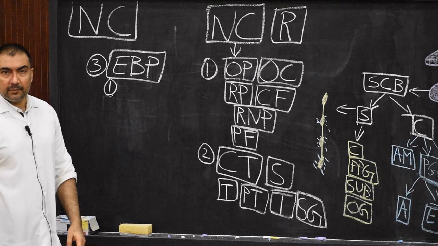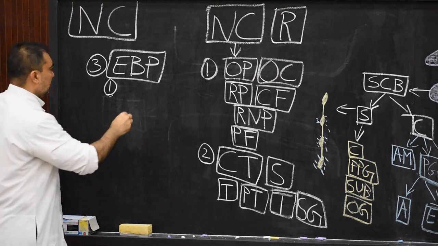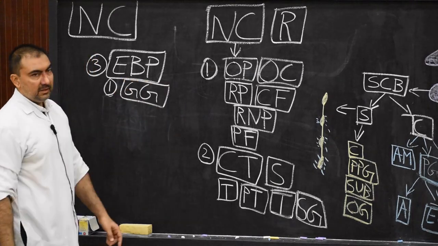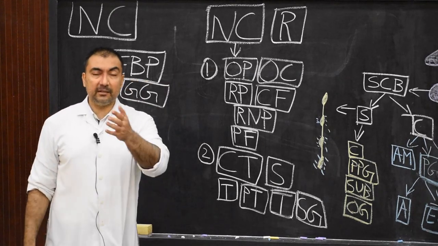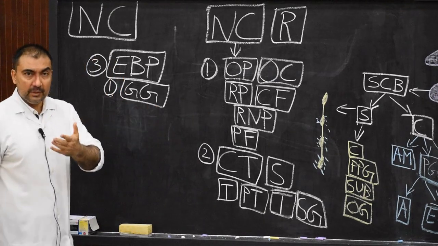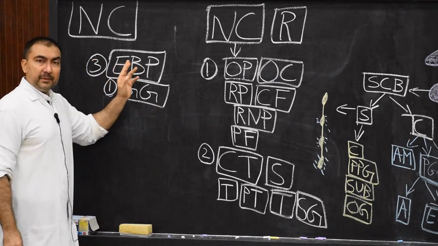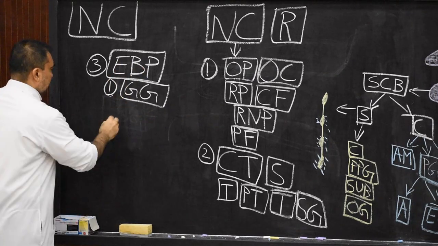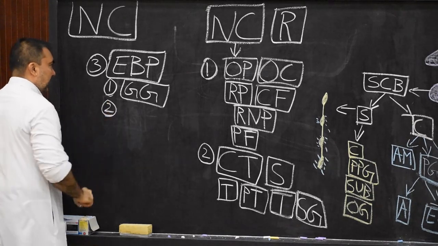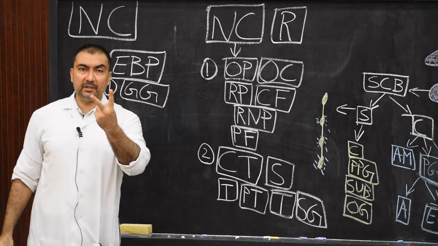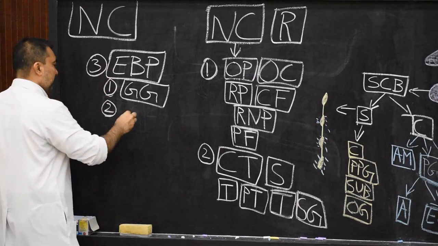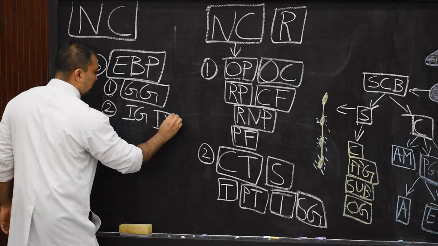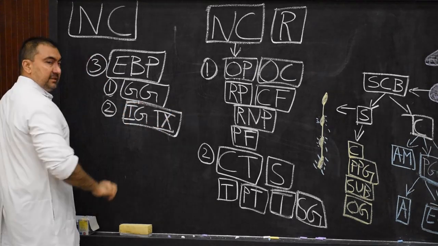the epibranchial placoids will develop into the geniculate ganglion, which is present in which cranial nerve? It is present on the facial nerve. So the geniculate ganglion, which is present on the facial nerve, will develop from the epibranchial placoid of the first ectodermal cleft. Now, the second ectodermal cleft. The epibranchial placoid developing from the second ectodermal cleft will develop into the inferior vestibular ganglion of which nerve? Glossopharyngeal nerve. This is very important.